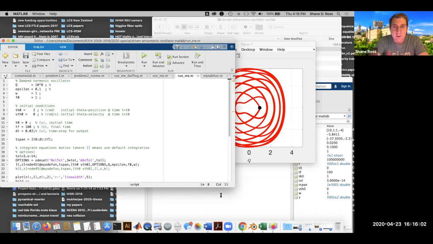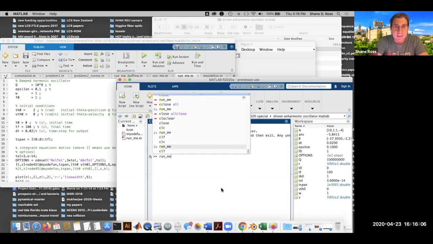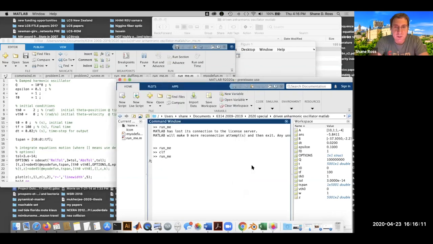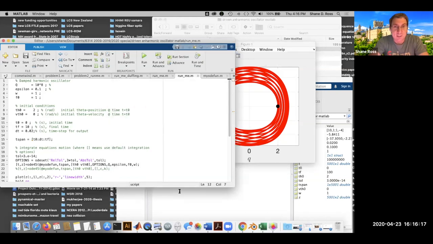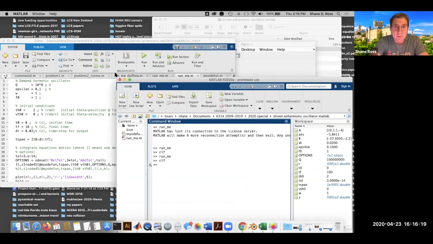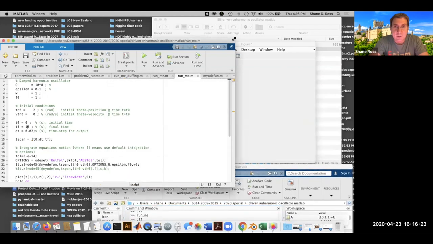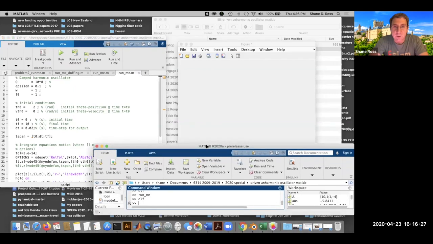So I'll do a period of 2. I will clear my screen. Not a period of 2, an initial condition of 2. So I'm just using a slightly different initial condition. Oh, and then went for 100 time units. Don't want that. Only want 10 time units. Let me move some things around here so you can see better. All right, now run me.